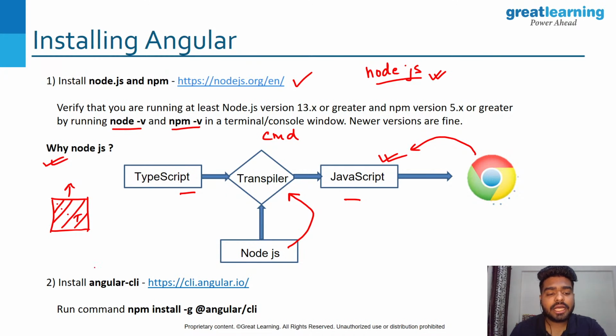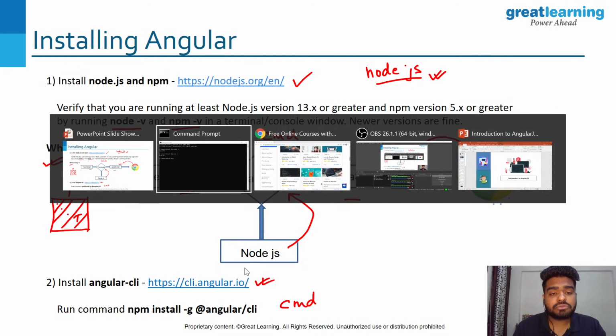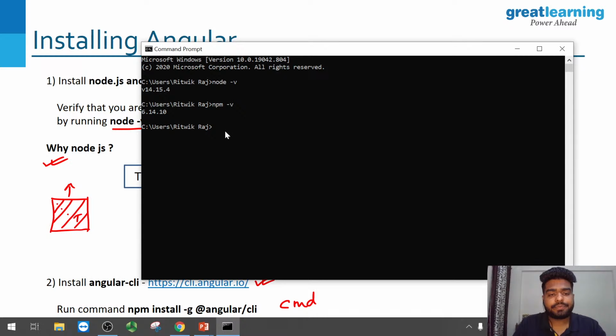The next thing we have to do is install our Angular, because now we have Node.js and npm. Either you can click on this link or you can write this command in cmd. This command is npm install -g @angular/cli. You can do that and install your Angular. I've already done it.